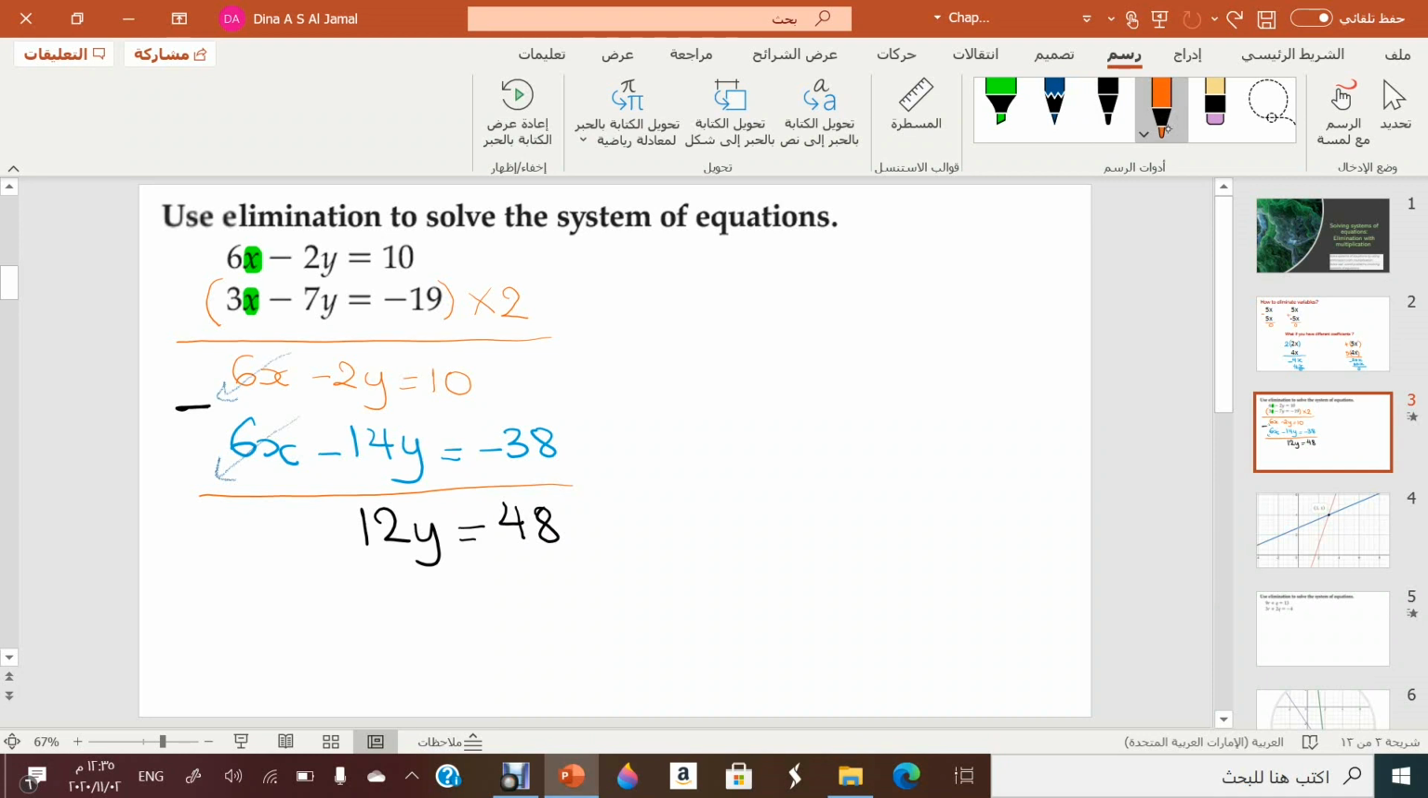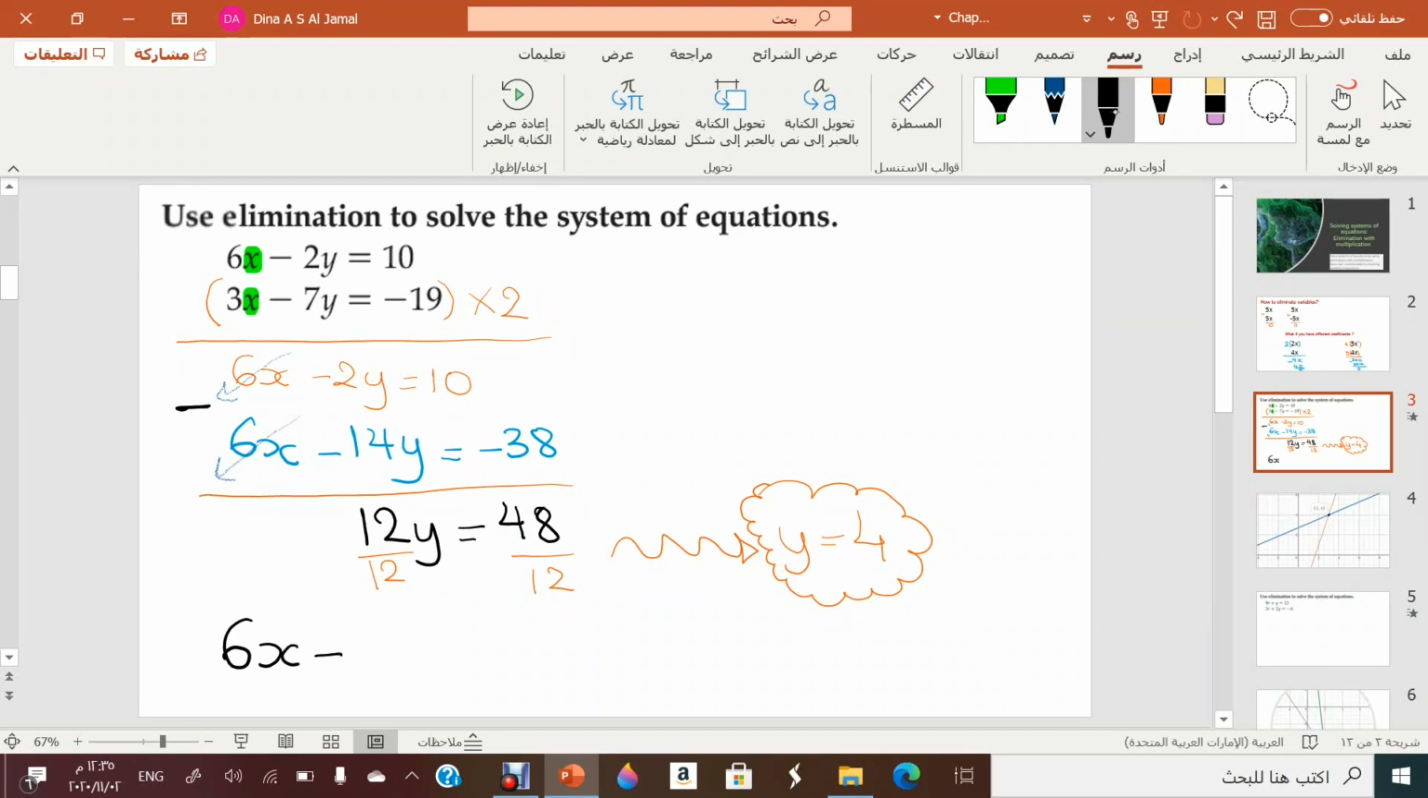Now you have a one-step equation. Divide by 12, divide by 12, and you will get your y as 4. Am I done? Ask yourself, did I get the solution? No, you are not done. You have to substitute to find x. You can use either the first equation or the second equation to find x. So 6x minus 2 multiplied by 4 is equal to 10.